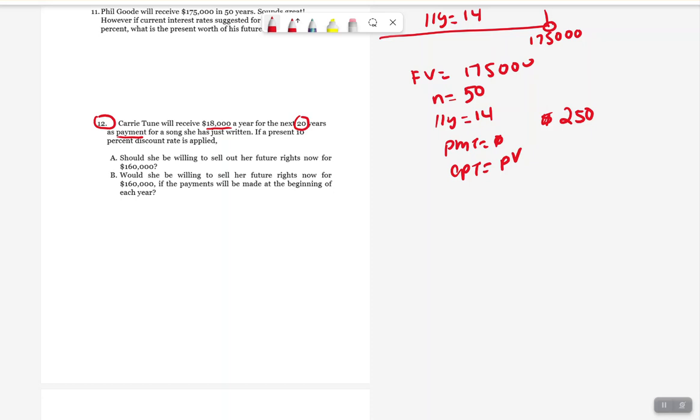So what they're saying is that the interest rate is 10%. Should they accept this offer or not? The first question is, should she be willing to sell out her future rights now for 160,000? Somebody's paying them 160,000 now, that's the first option. Instead of giving you money now, the other option is to give you 18,000 every year for the 20 years.